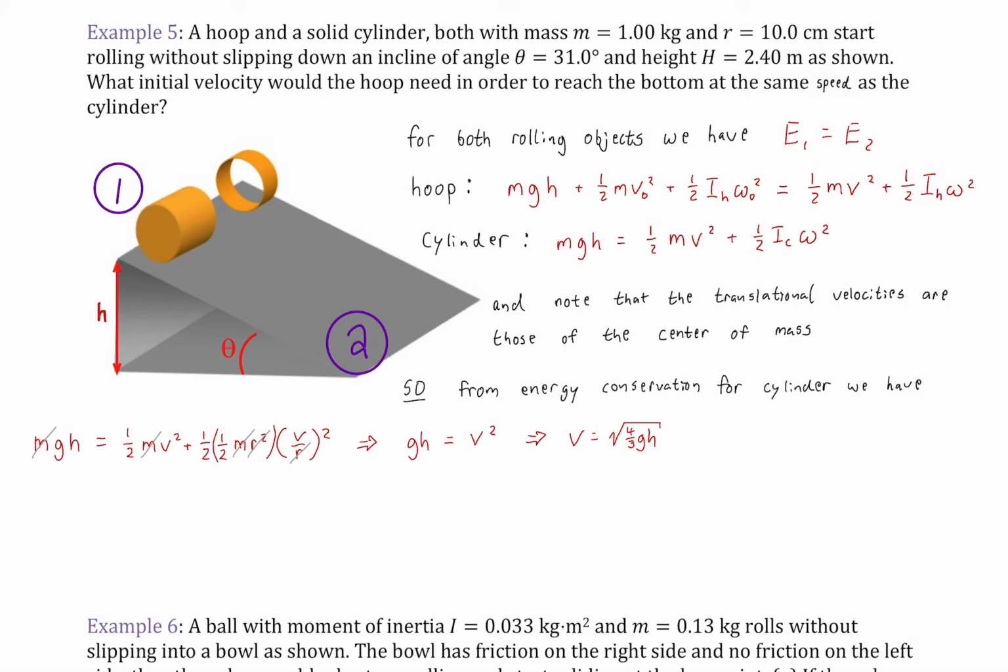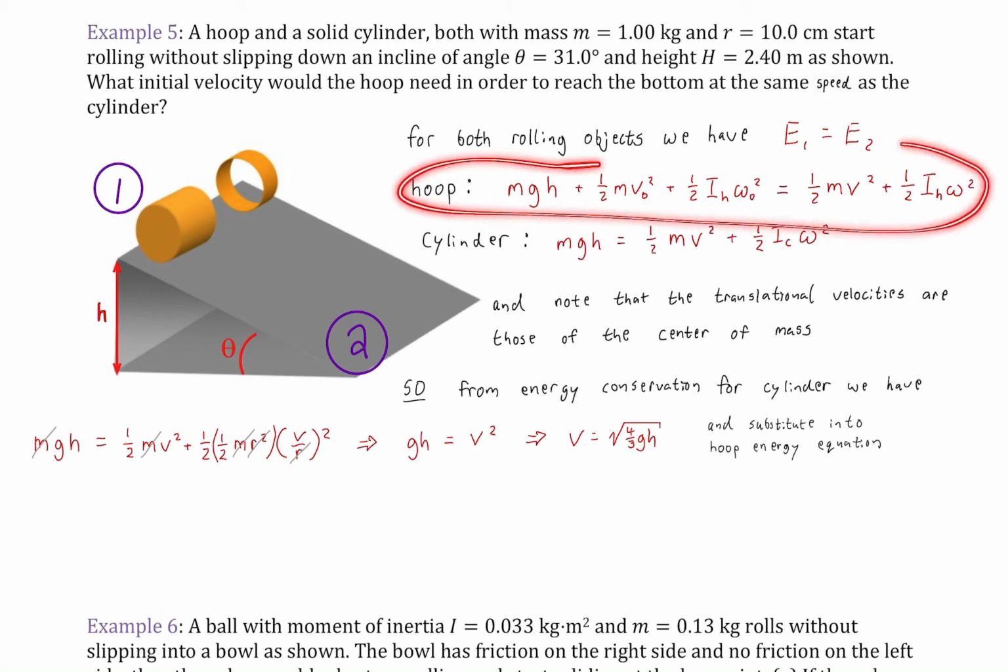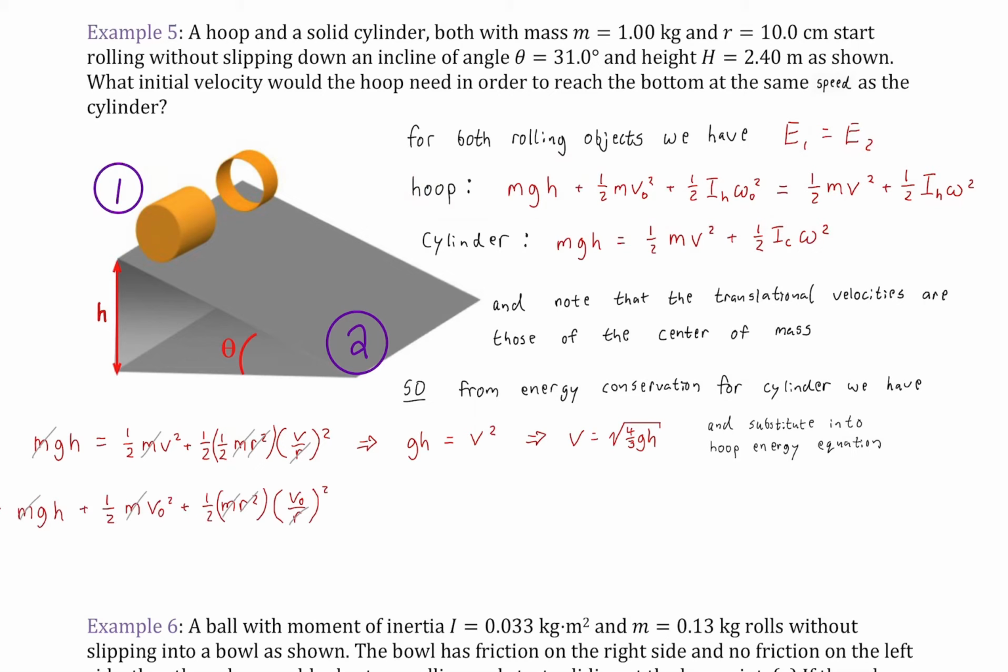Now, why did I do that first? Well, because now, since I know I want the hoop to have that velocity, I can just plug that expression in to the final velocity of the hoop, and I'm done. So let's do that. I'm going to substitute this into the hoop energy equation, this one here. And then that will allow me to solve for v naught.